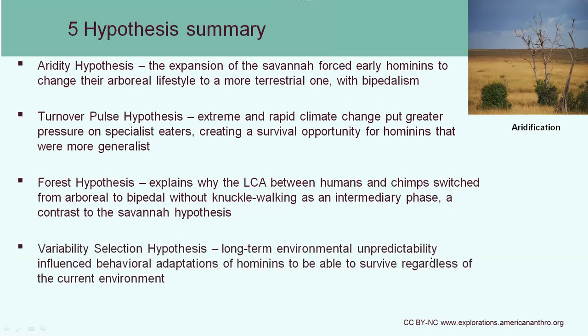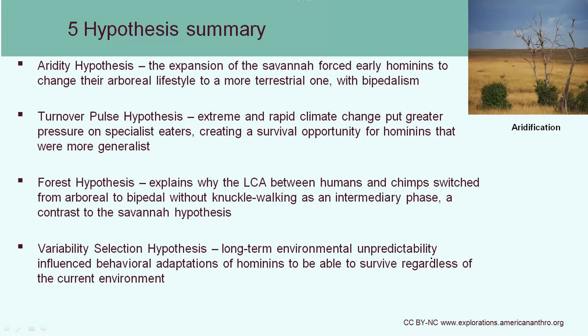There's something called the variability selection hypothesis. This one said that long-term environmental unpredictability influenced our adaptations. So again, it was the idea that we needed to survive no matter what happened to our environment. So it's changing, and it wasn't just the diet, like what we saw with the turnover pulse, but other types of behavioral adaptations, which require things like big brains, tool use, and again, the ability to walk around.